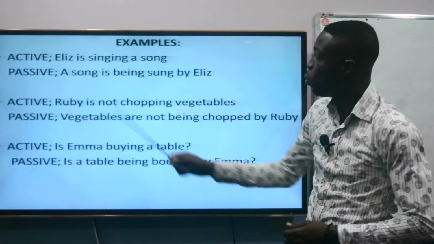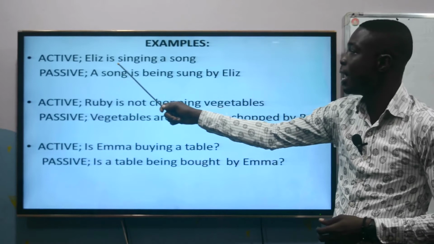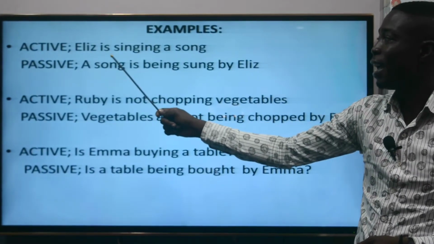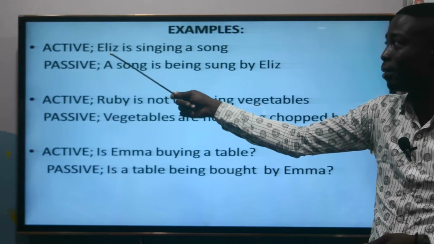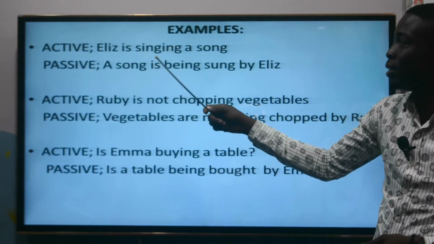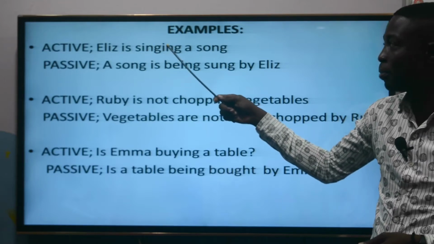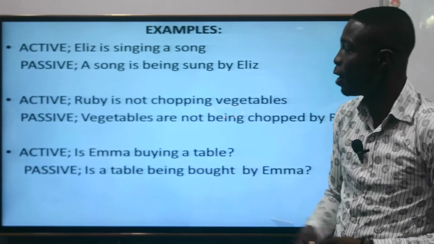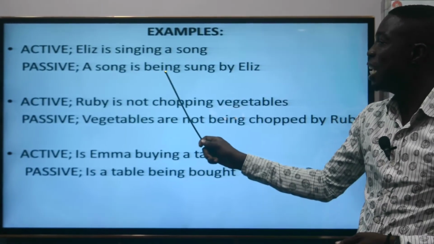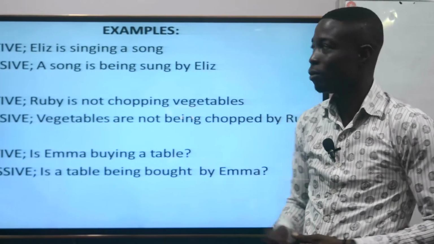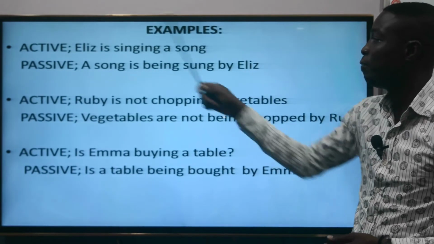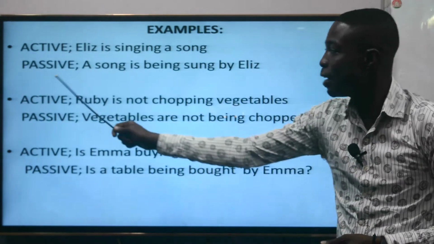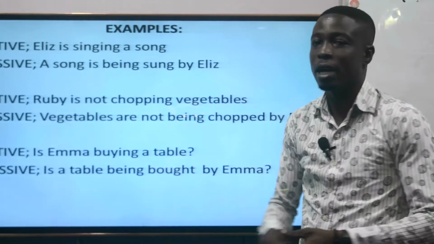Okay, example 1. We have the active: Ellis is singing a song. Ellis is the subject. We have the is, agreeing with Ellis because it is singular. Singing is the present continuous form of the verb. A song, the song here is the object. So the passive voice: a song is being sung by Ellis. As you can see, the song and Ellis have changed positions. We have our being there, which tells us that we have changed from active to passive voice.